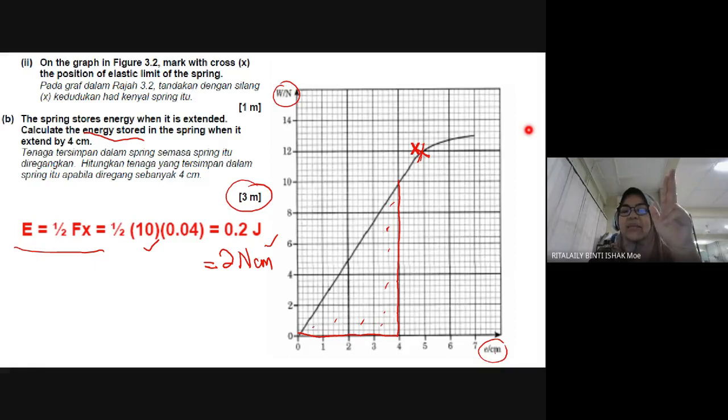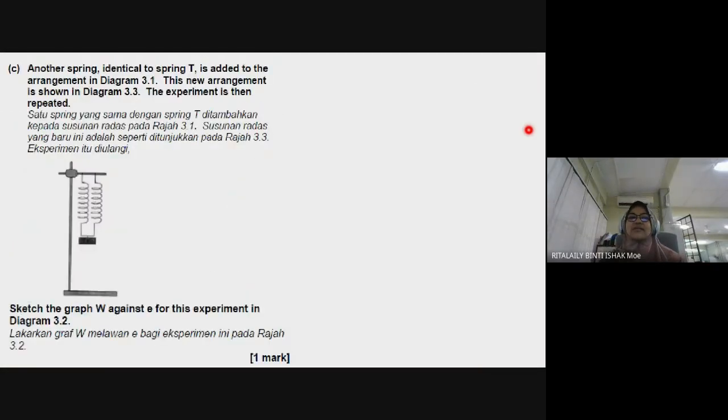And then the second mark is substitution. Masukkan value, and the final mark is your answer with the correct unit. This is especially for eksperimen. Kalau eksperimen memang kena gunakan kaedah ini. Okay, so never mind. Let's continue with C.